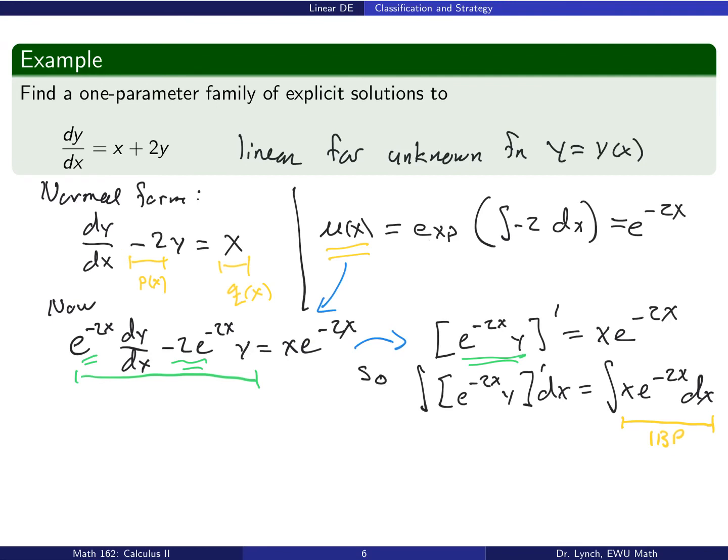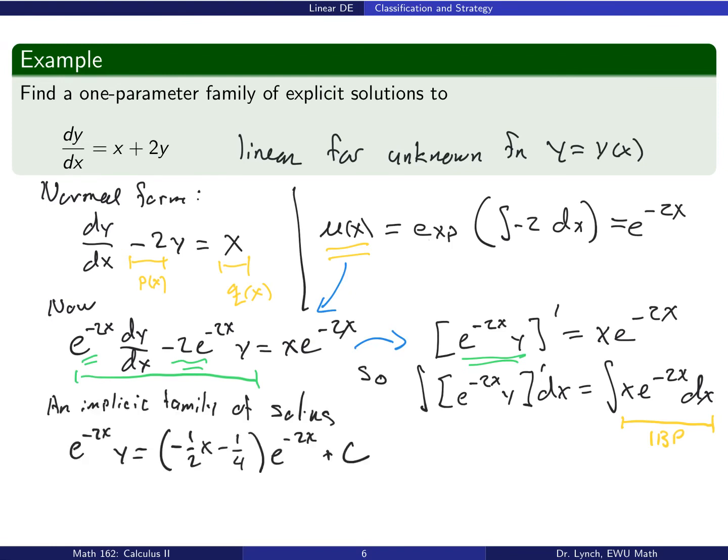Here is an implicit family of solutions. The implicit family of solutions is e to the minus 2x times y equals the quantity minus 1/2 x minus 1/4 times e to the minus 2x. Again, this comes from integration by parts, plus an arbitrary constant c.